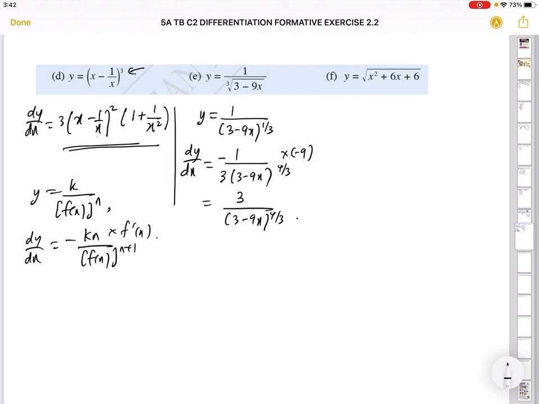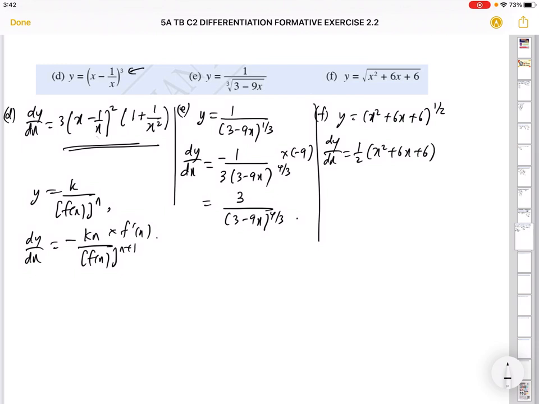All right, so let's look at f. This is D, E, F. Now f is a bit interesting because you have a square root, and on top of that you have a quadratic expression inside. So when I differentiate, I'm going to bring the power down, I copy the bracket, I reduce the power by 1, half minus 1 is negative half. So differentiate is 2x plus 6.